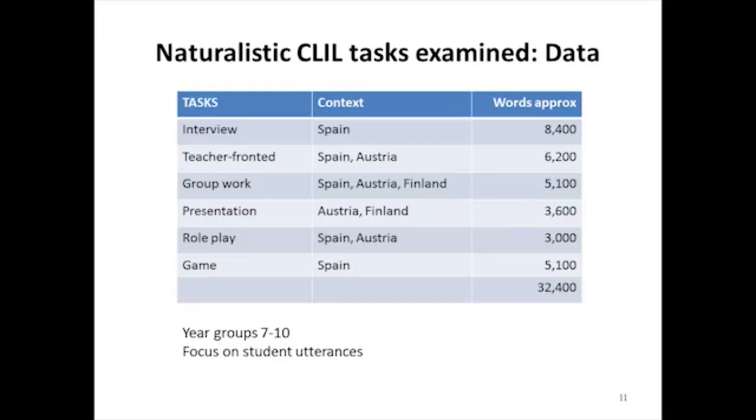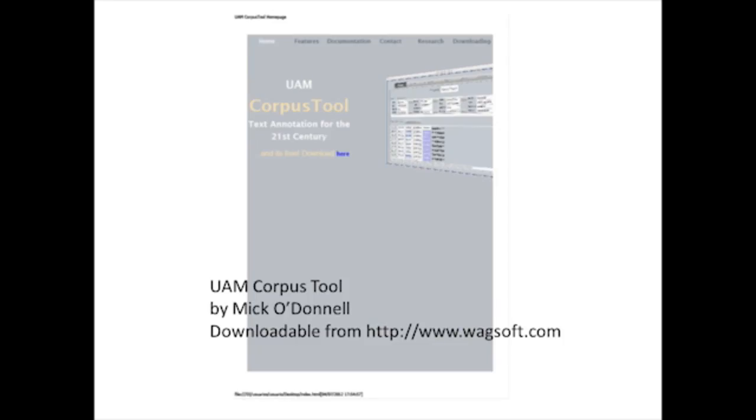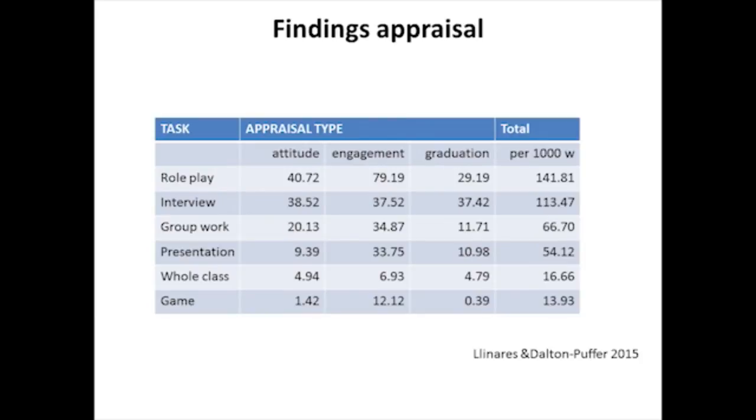In this study, I already said we were looking at data from 3 European contexts, different types of tasks or activity types, also whole class activity types as they're usual in subject instruction. The students were in years 7 to 10. And we analyzed only the student language. In the analysis, we used the UAM Corpus tool, freely available to download, will be on the slides.